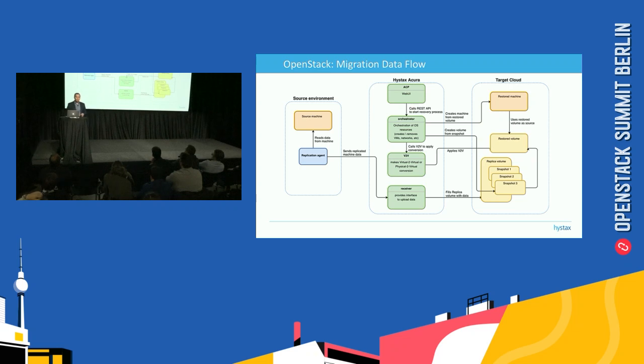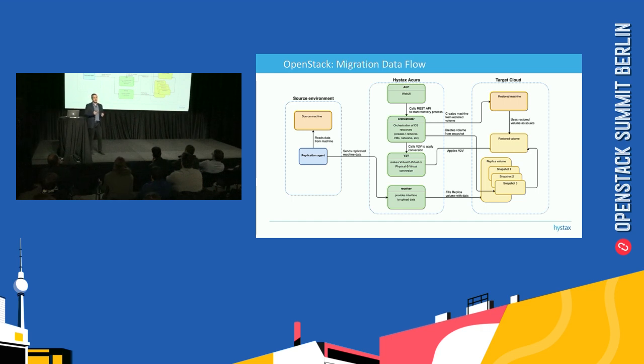So the data flow for the migration looks the following. For simplicity, here we have only one machine on the source side, and we have a replication agent that can be an external or internal agent depending on the platform, which replicates data to the target side, to OpenStack. Here in the middle, you can see our solution. Basically, it's deployed on OpenStack on the target side as a virtual machine, and you just need to have a floating IP address for it to be able to send data via HTTPS to the target cloud.